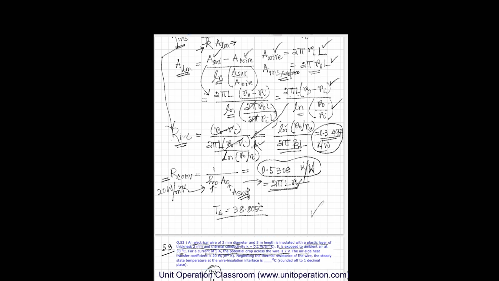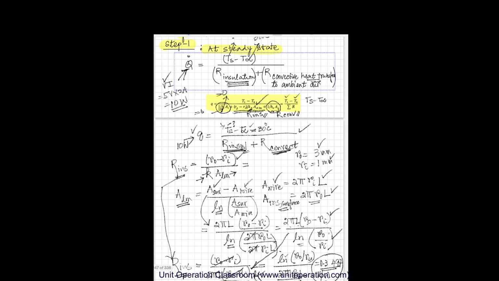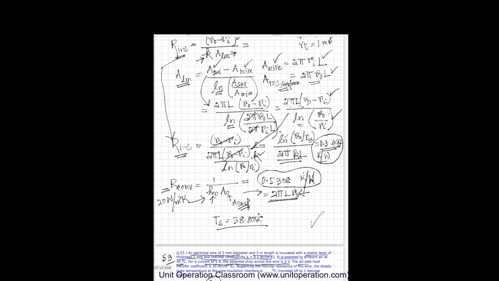So in this equation, we have calculated this one, we have calculated this one, we know what is this, we know what is this, and the surface temperature can be calculated, and the surface temperature comes out to be equal to 38.805 degrees Celsius, and that's my answer, and detailed calculation is shown.